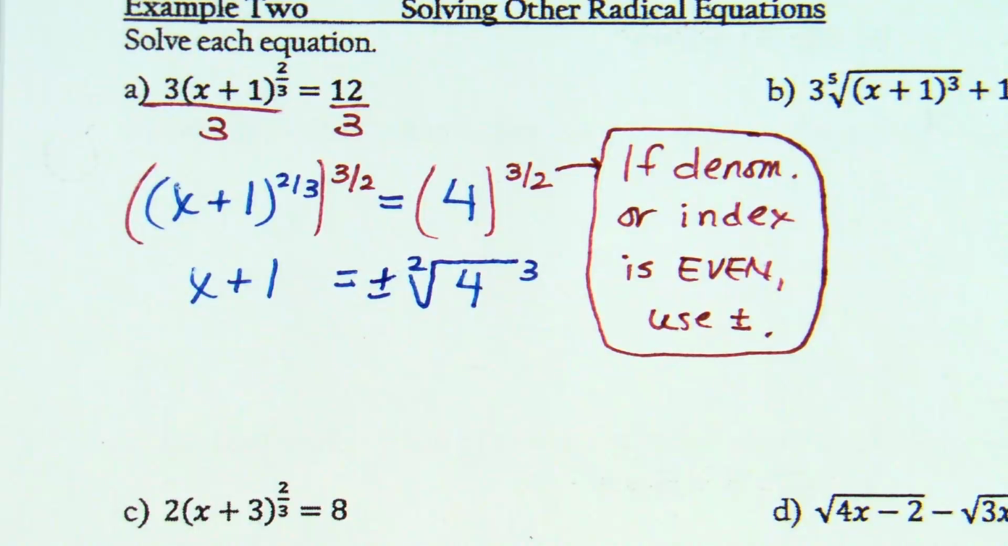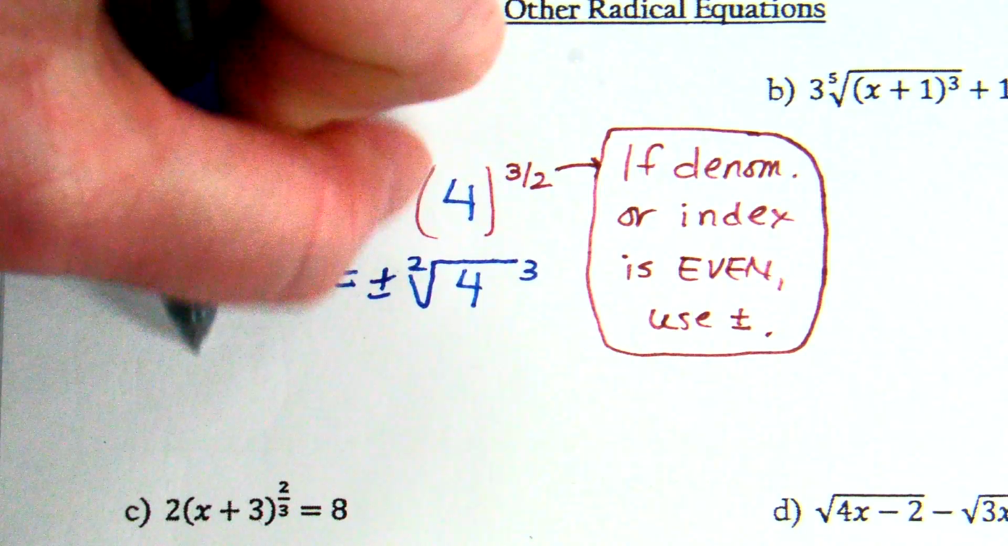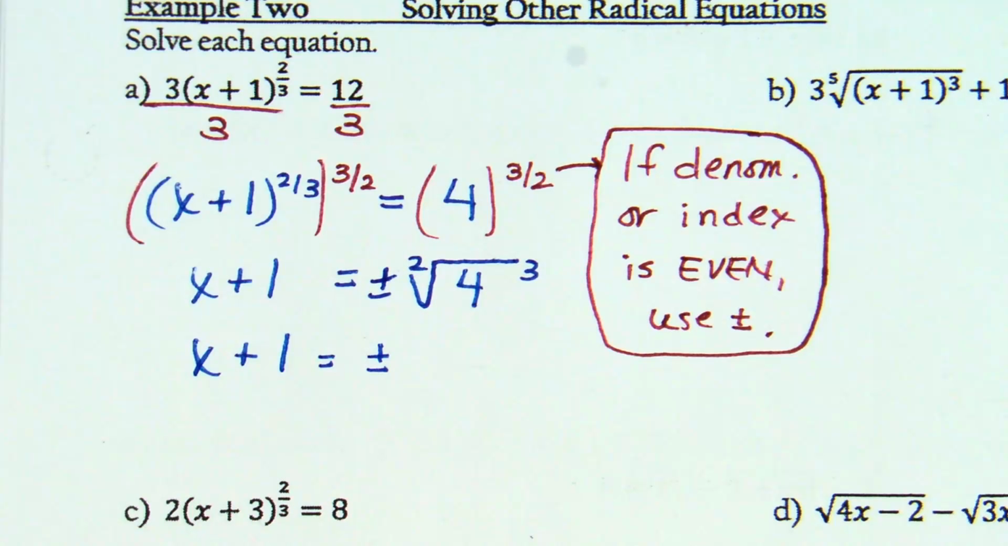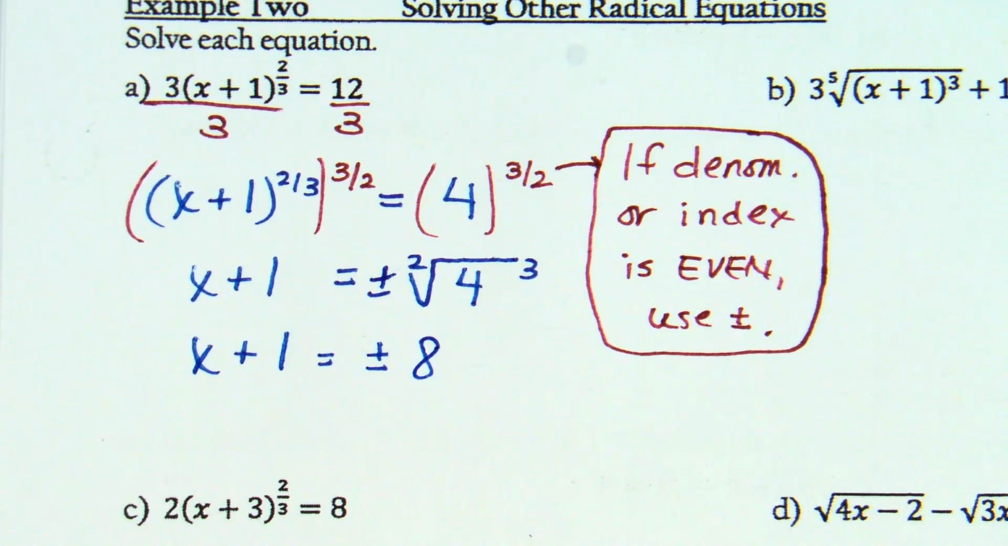So I'll let you write yourself a note there if you want. And then let's clean up that right side. On the left, I still have x plus 1 equals plus or minus. What's the square root of 4? 2. Raise to the third power? 8. So my equation is x plus 1 equals plus or minus 8.